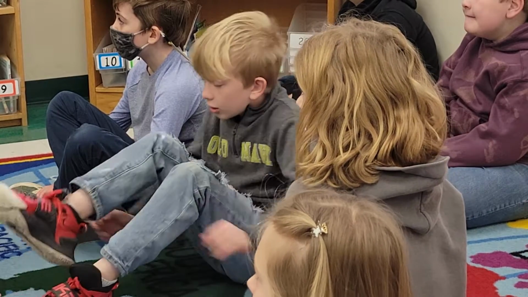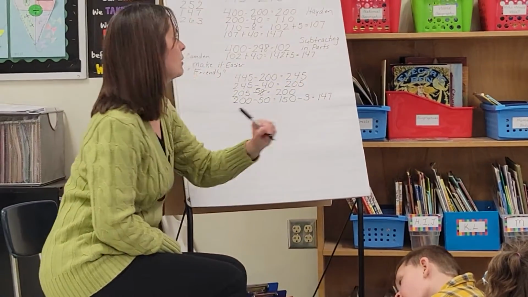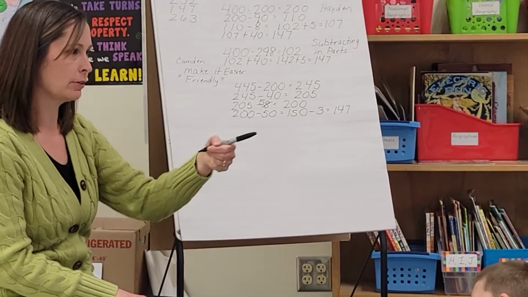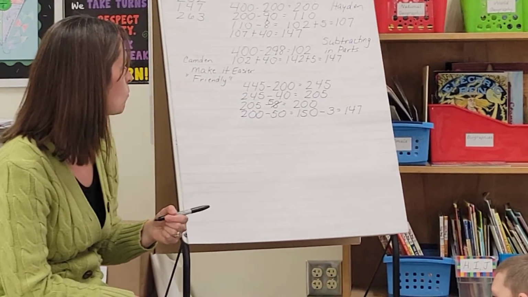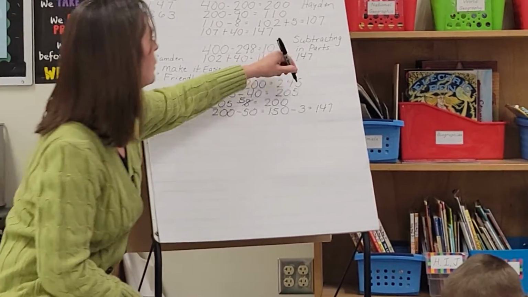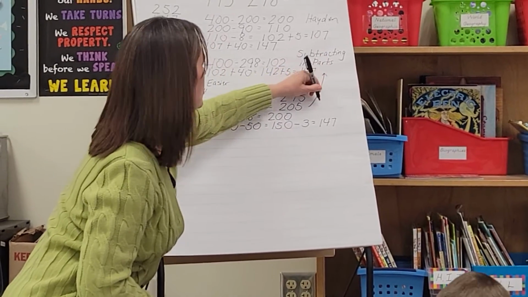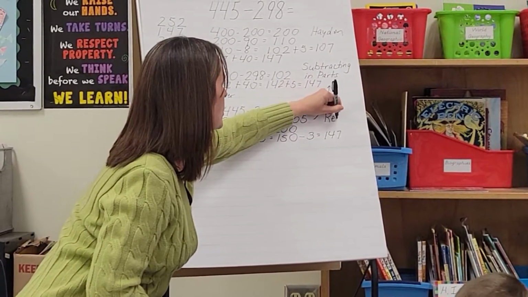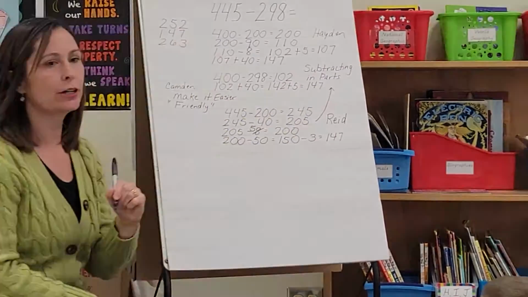Okay, good. All right. So who can tell me about Reed's strategy? What strategy did she use? Elijah? Parts. Yeah, she subtracted it in parts as well. She just used different parts.